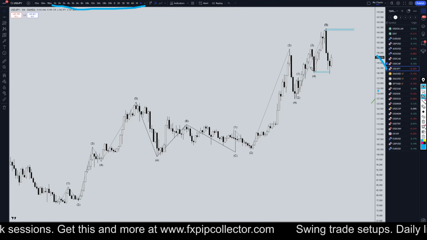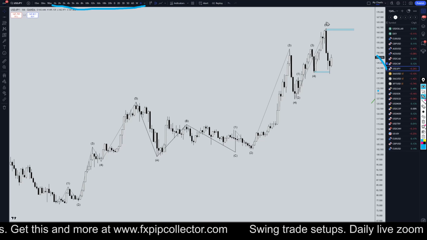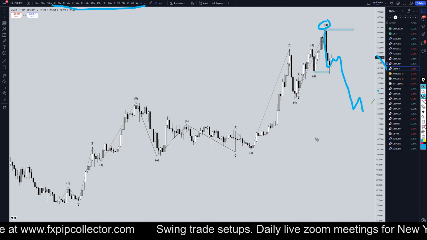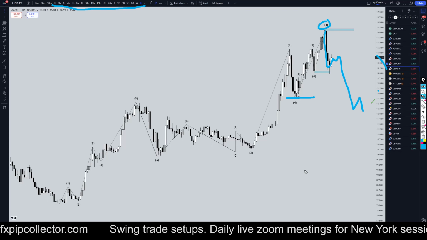But anyways, on the dollar yen, I do think this is likely the end of a wave 5 right here. And if it is the end of a wave 5, then it will end up doing something like this, most likely taking out the low of wave 4.